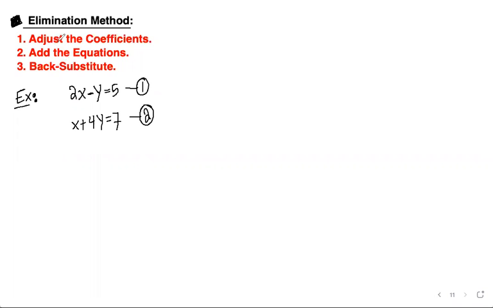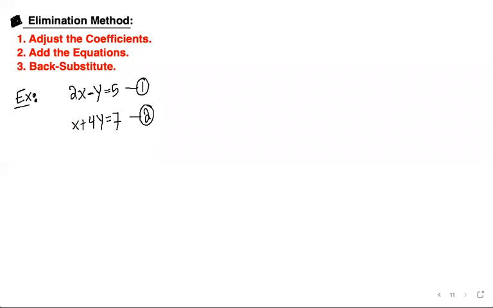So first, I have to adjust the coefficients. You have to ask yourself, which variable would you like to eliminate, the x or the y? I want to eliminate the x, by adjusting the coefficient in the second equation. So I'm going to eliminate the x variable.